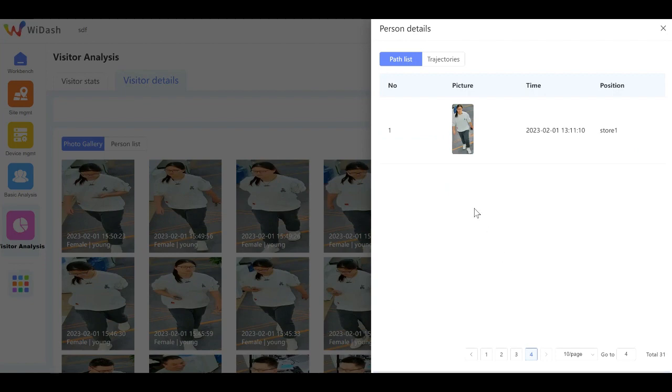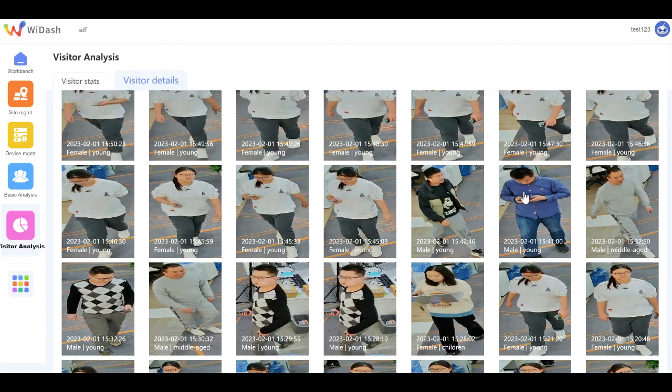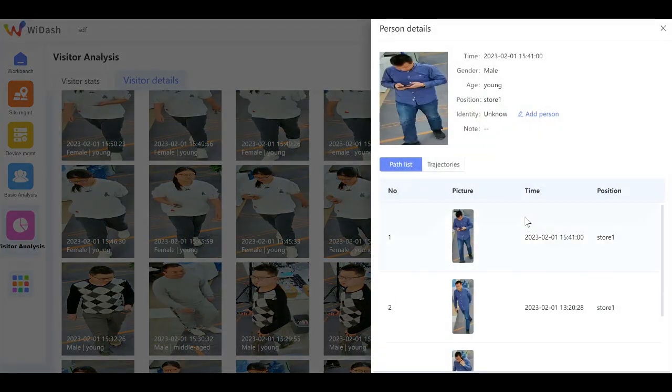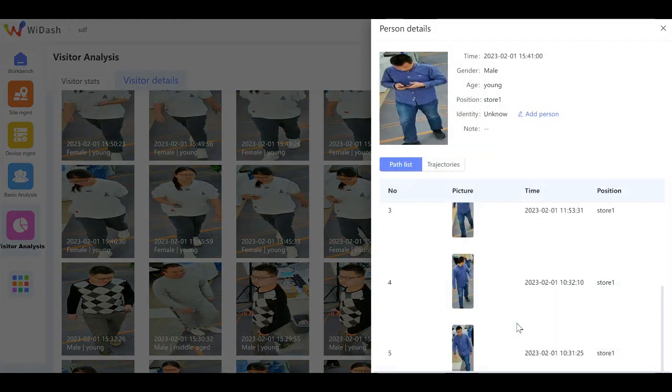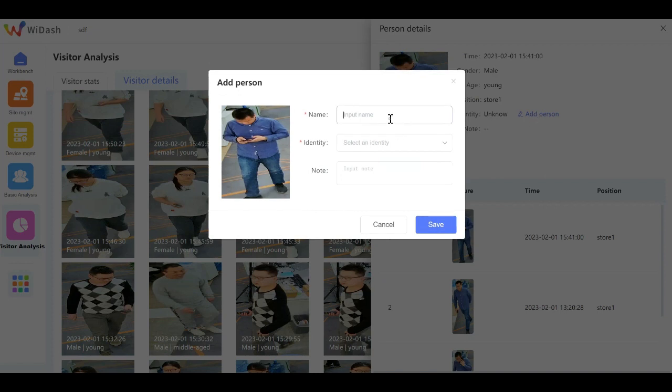The back-end system also supports tracking the same person between different cameras. It can help you to know the visitor's walking journey in your store. You can click the image and simply mark the identity of each visitor. After marking, the system can automatically recognize the marked person.